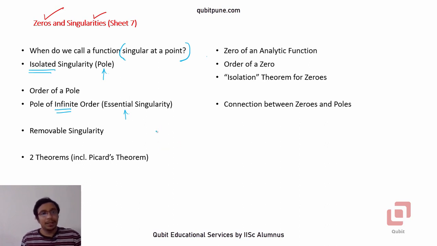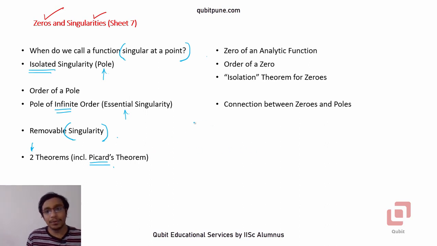Then, like we have removable discontinuity, we have something we call removable singularity, and we are also going to take the same example that we took there: sin x upon x, or sin z upon z here. Then we will mention two theorems. We will not prove them, but we'll mention the statements with examples and explanation, and this includes the famous Picard's theorem. So as far as the singularities are concerned, these are the topics that we will cover.